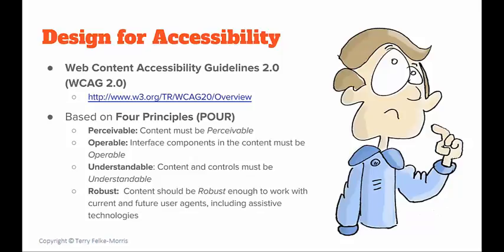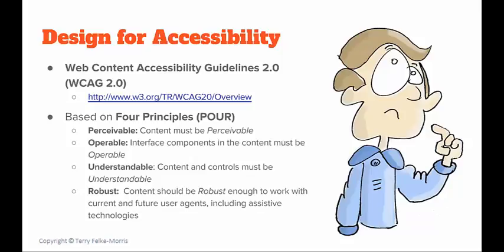Now, all of these principles are based on 4 core principles called POUR, or P-O-U-R, for an acronym. First, the content must be perceivable. The content must be operable, in the sense that interface components in the content must be operable. It must be understandable. The content and controls of the site must be understandable to the general audience. And it must be robust. The content should be robust enough to work with current and future user agents, including assistive technologies.